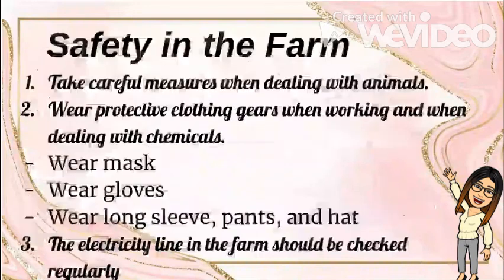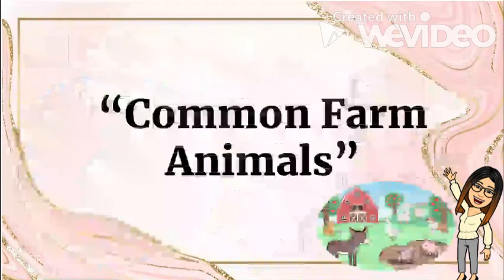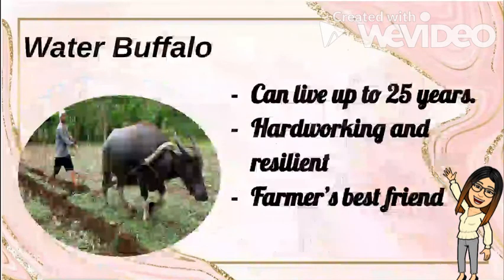Alright, so again, let's go back to the common examples of animal farms. We have this water buffalo. Again, they can live 25 years. They're very hardworking and resilient, and they're the best friend for the farmers because they help in planting, they help in preparing the soil for planting, and carrying heavy goods or heavy loads.